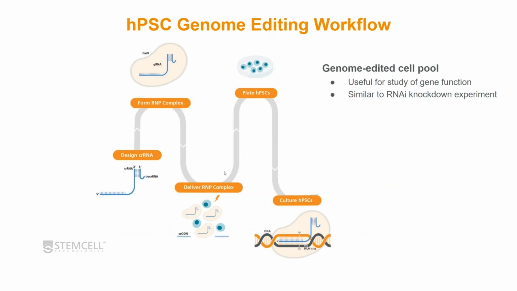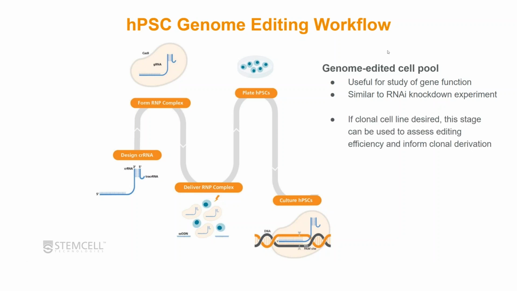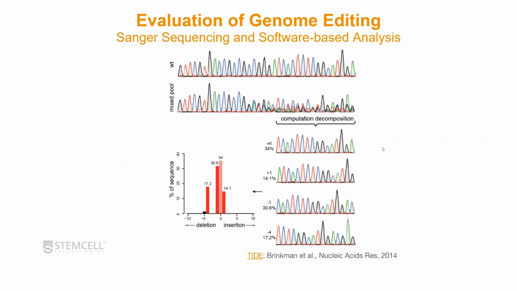Next, after you edit the cells, what you have is a heterogeneous population of cells, or a genome edited cell pool. The cell pool can be really useful if you want to study gene function. Again, it can be similar to an RNAi knockdown experiment, to study the function of a gene by knocking it out. But alternatively, this genome edited cell pool is really useful to assess editing efficiency, and it can be very informative in clonal derivation. I'm just going to describe how you might go about doing this.